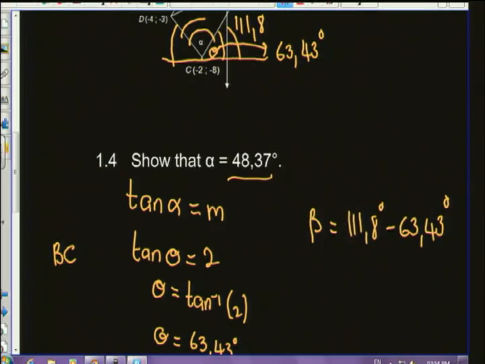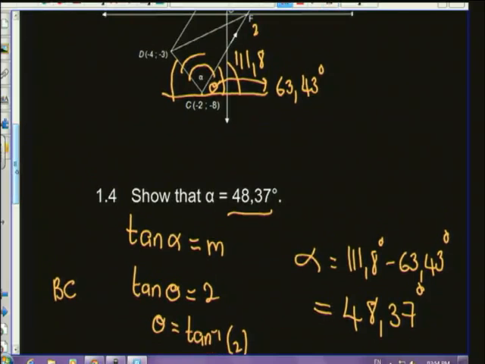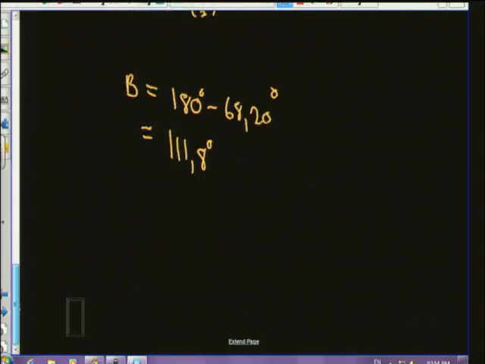Okay, so therefore our angle is equal to 48.37 degrees. And again, this is not beta. This is actually equal to alpha. All right, so basically what we did, we calculated the big angle, which was 111.8. From that, we subtracted the small angle theta, which was 63.43, and we got an answer of 48.37. Okay, moving right along to the next question.